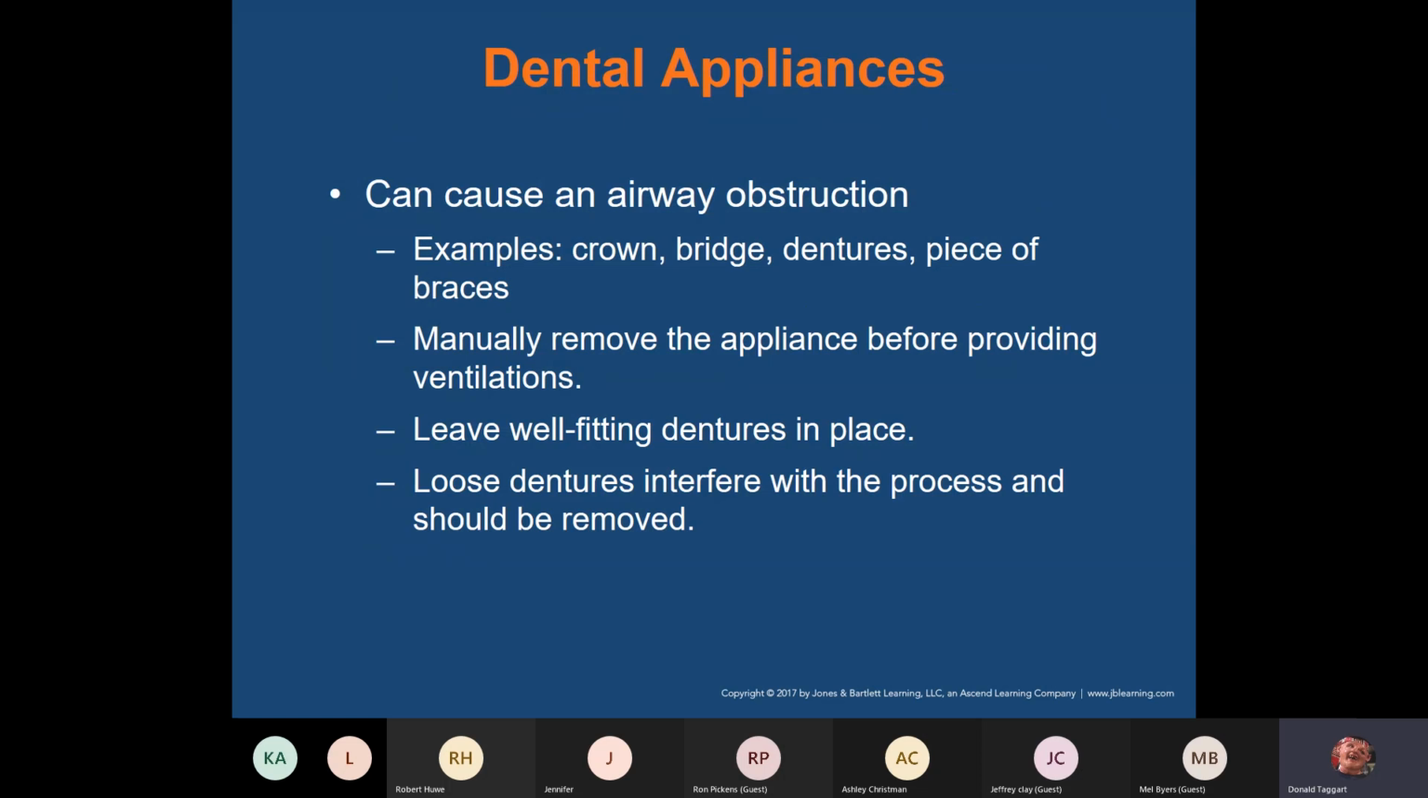Okay, some other stuff can get in the way if it comes loose. Broken teeth, dentures, pieces of braces. If these get in the way of your ventilation, you just get them out of the way. If dentures are intact and in place, leave them there, because they're giving structure to the mouth and to the lips and whatnot, and it'll help you get a good seal. Only remove dentures if they're falling out or they're falling in the back of the throat. But if they're in place and secure, leave them there.